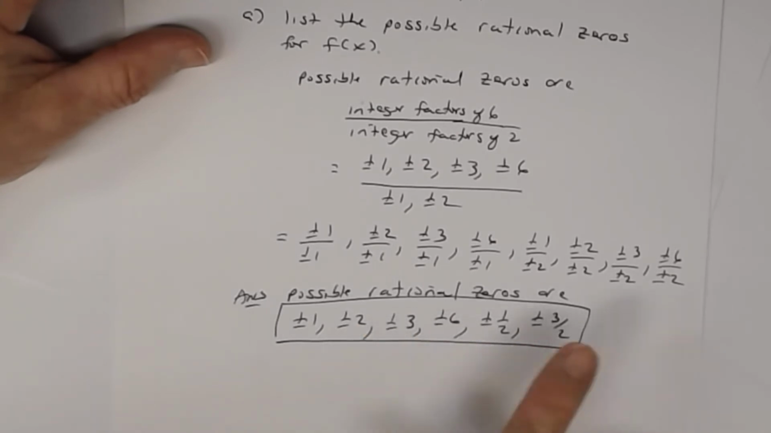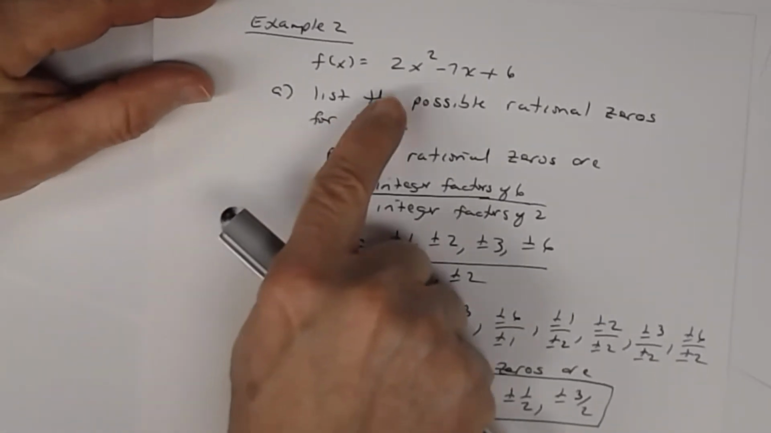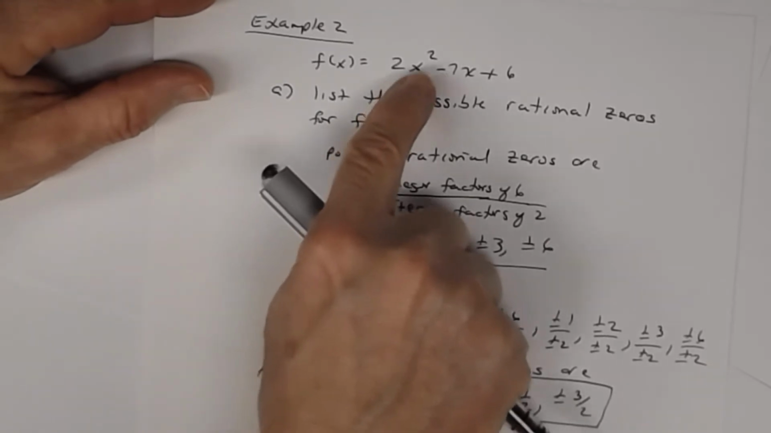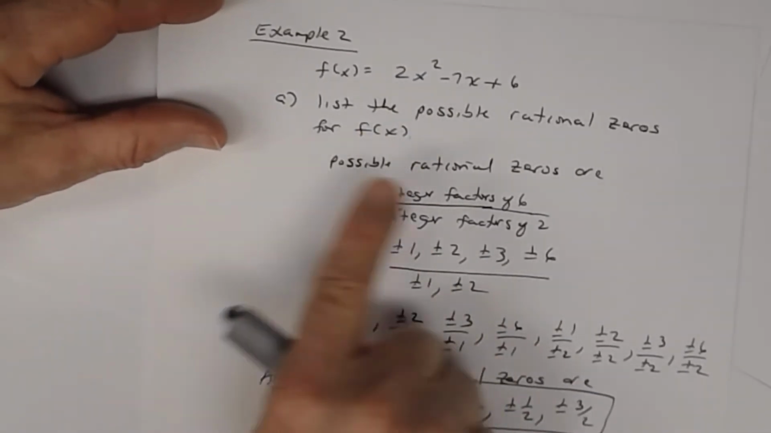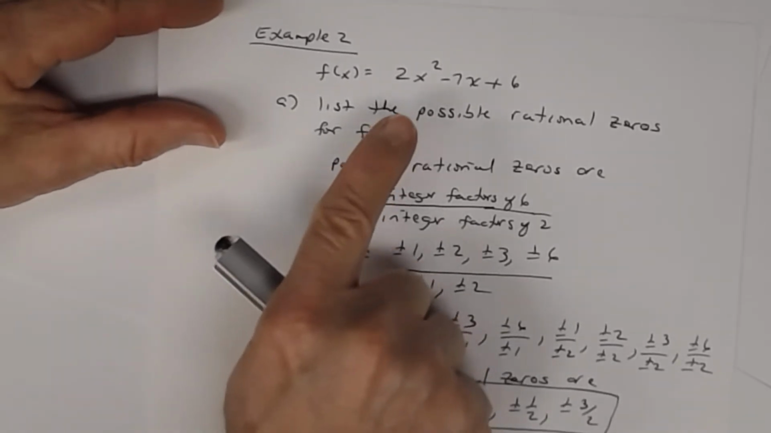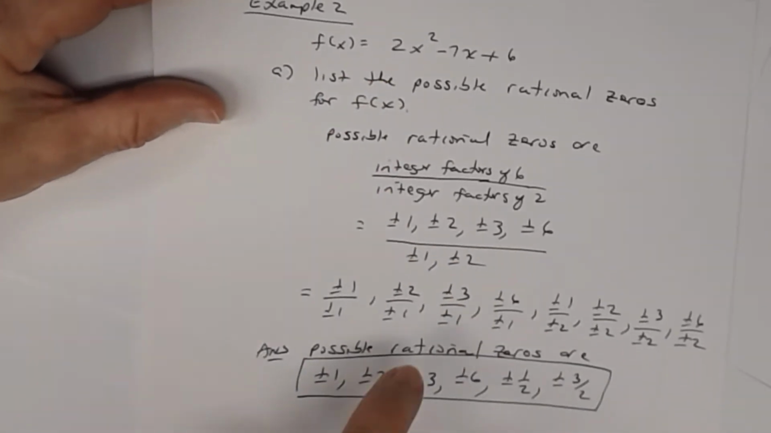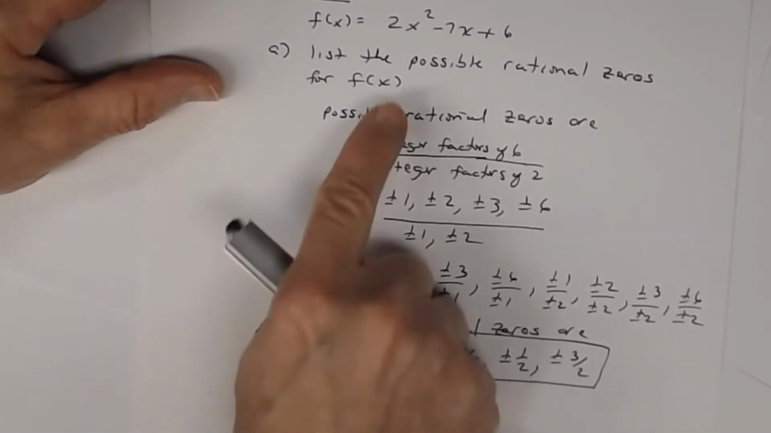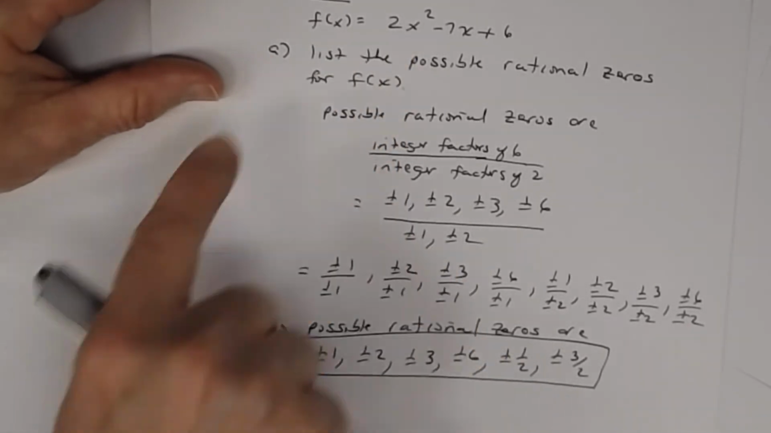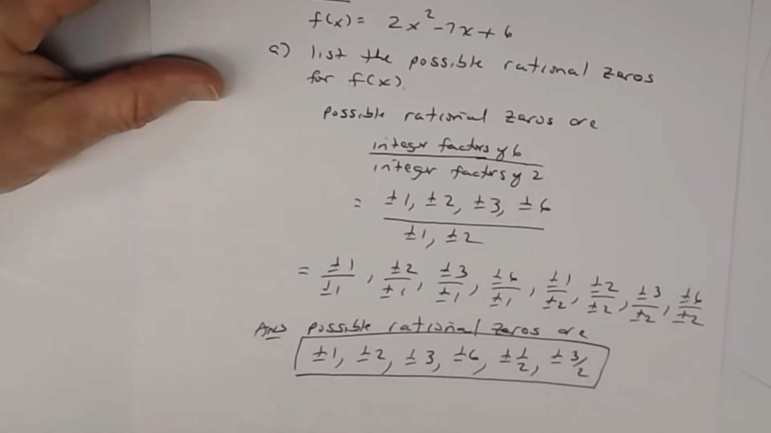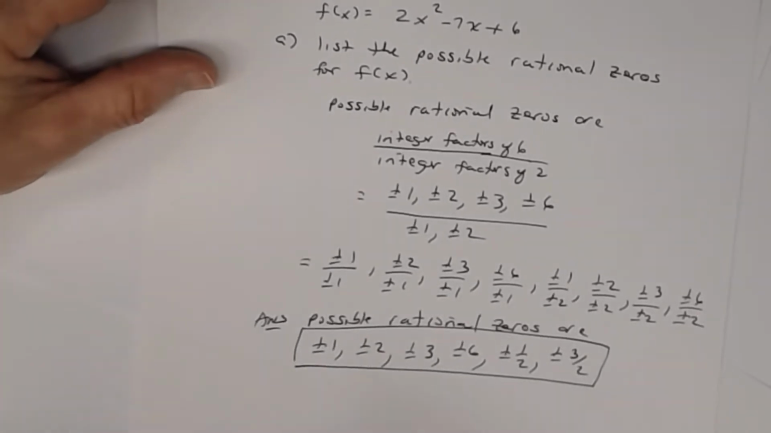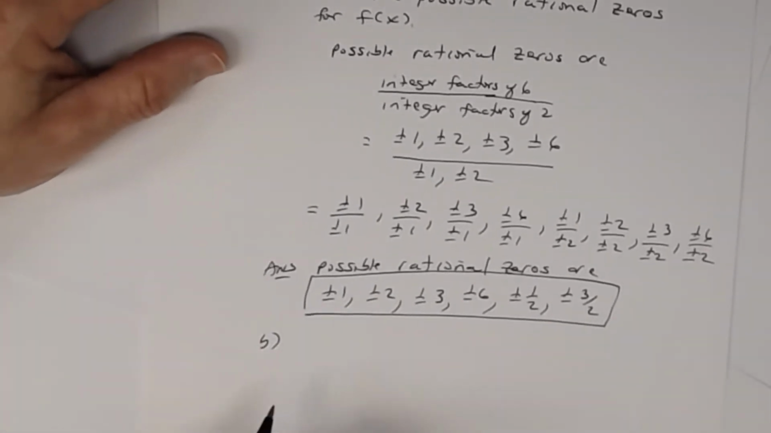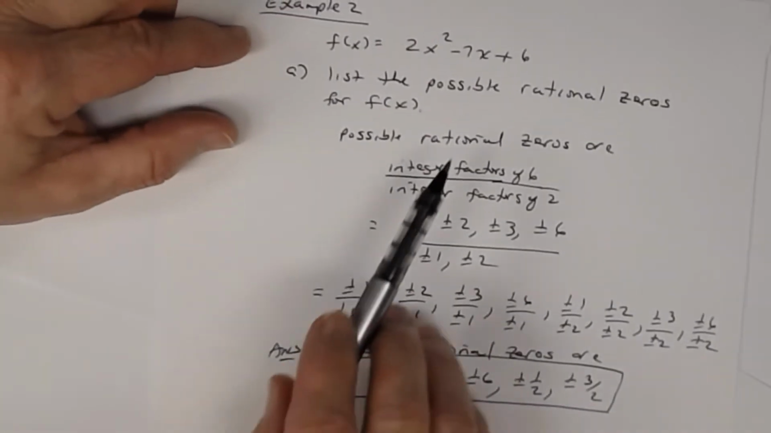Now, in the next lesson or the lesson after that as well, we're going to learn how to determine if this has any, how to determine without factoring. In fact, we're going to use synthetic division. Using synthetic division, we're going to determine if any of these are actually rational zeros. All right, so those are your possible rational zeros. But what I want to do though is actually remind you how to solve this quadratic equation.